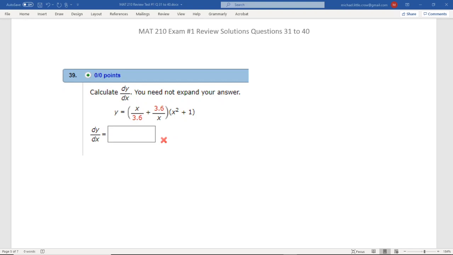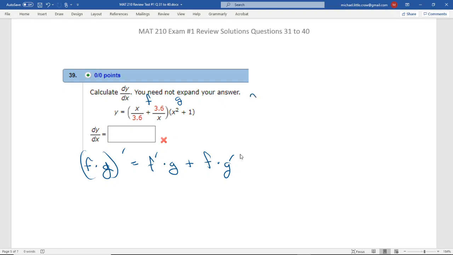Okay, for 39, this is going to be a product rule. Here we go. We've got two functions. We'll call the first one f, the second one g. And again, remember f times g. When we take its derivative, it's going to be the derivative of the first one times the second one unchanged, plus the first one times the second one's derivative.